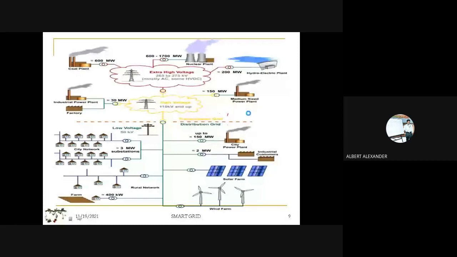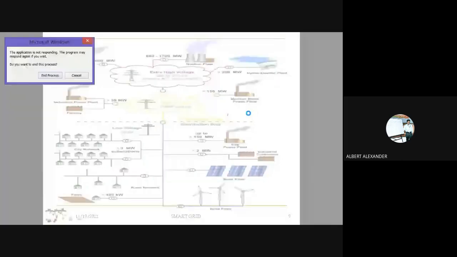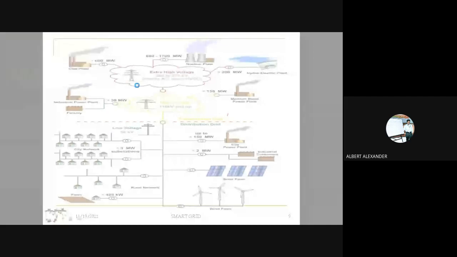Here the picture shows a normal grid system. The line which is marked in green color will be called my normal grid. Normally the power is generated with the help of a hydroelectric plant, a thermal plant, an industrial power plant, or a medium-sized power plant.